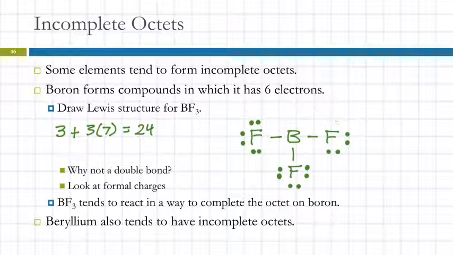If we obey the octet rule by giving us a double bond there, now we've got formal charge. The boron is going to be -1 and the fluorine is going to be +1. That's not good.